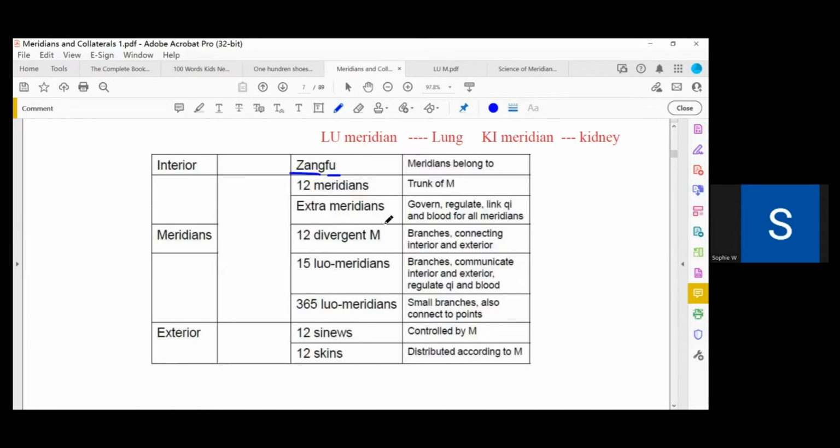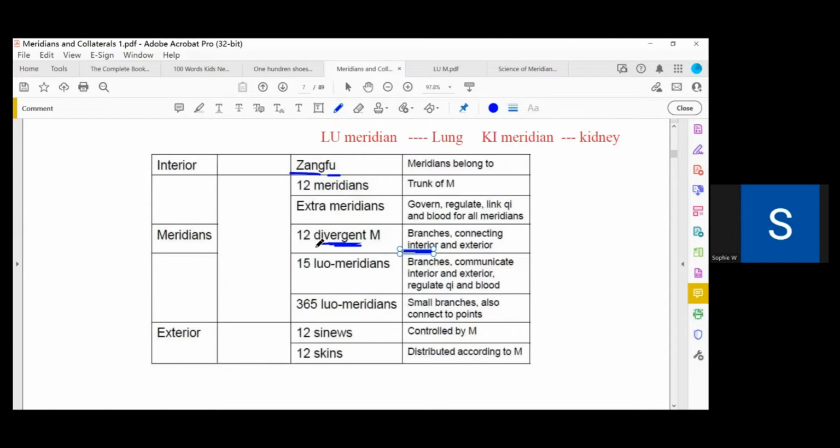Extra meridians govern, regulate, link, chain the blood for all meridians. 12 divergent meridian branches connecting interior and exterior. So take a look. If we connect interior and exterior, that means this one will be deeper. Right.